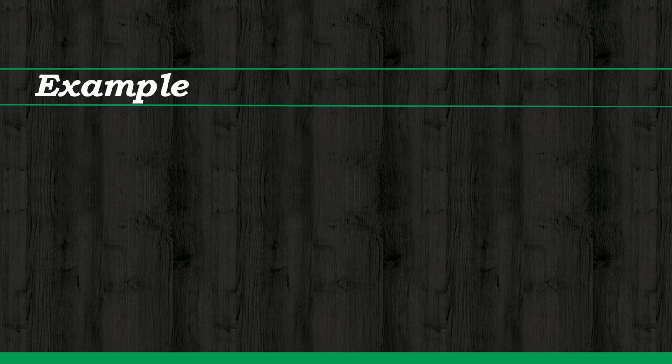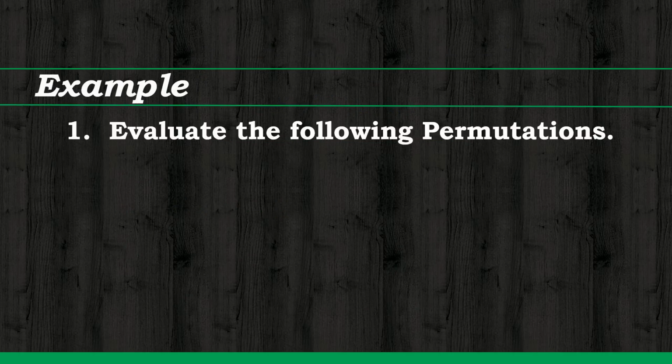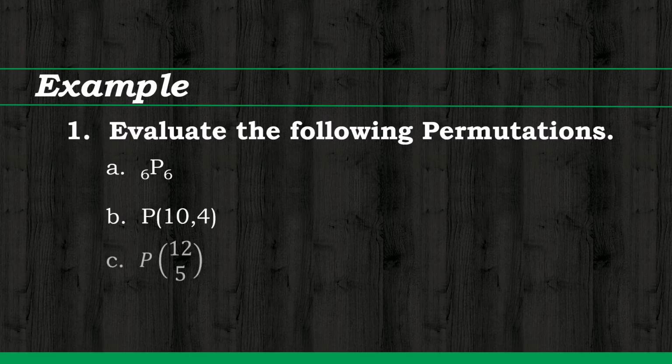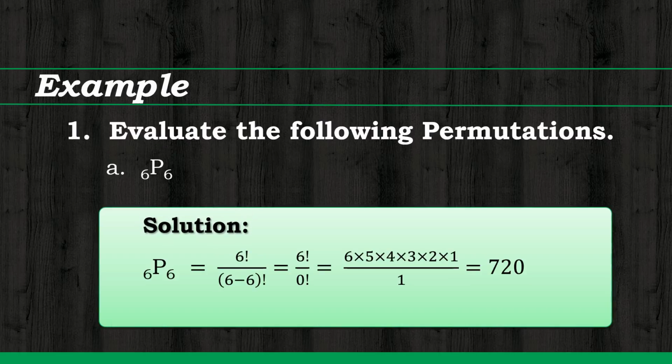Let us have examples for you to understand more. Number 1, we have to evaluate the following permutations. For letter A, our solution would be substitute 6 to n and 6 to r. So we will have 6 factorial divided by 6 minus 6 factorial. And that would be equal to 6 factorial divided by 0 factorial. 6 factorial is equal to 720 and 0 factorial is equal to 1. 720 divided by 1 is equal to 720.